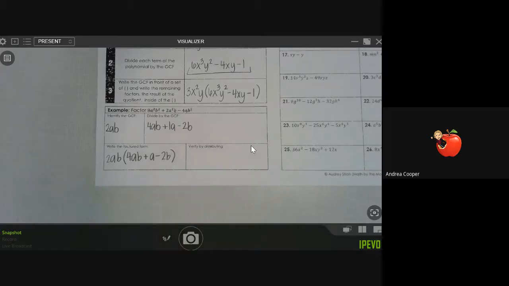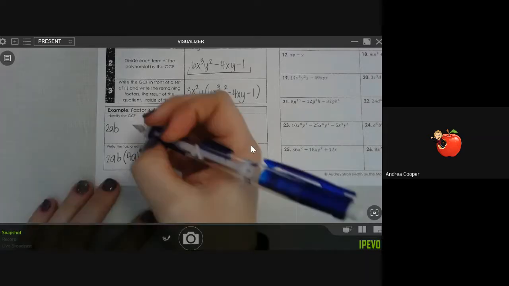Now it says, I want to verify by distributing. So I want you to understand that distributing and factoring are inverses of each other, just like adding and subtracting. When you factor, if you distribute, you should get back to the original problem. So we're going to distribute and remember what we did.